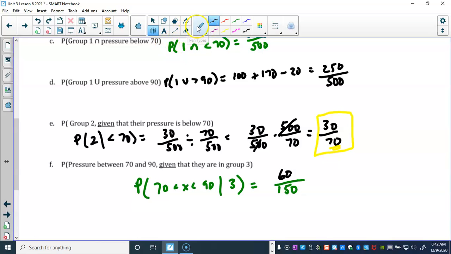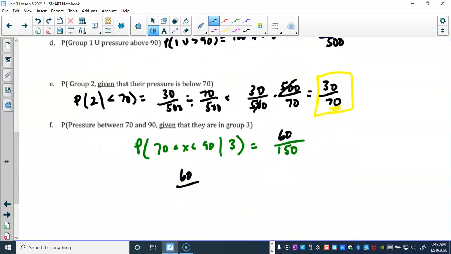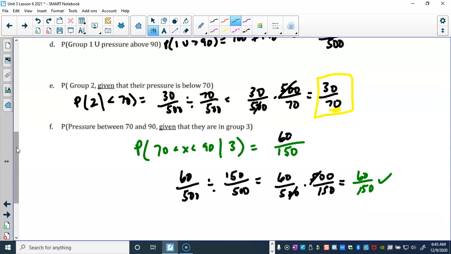So if we used the formula of the and divided by the given, the and for between 70 and group 3 is 60 over 500, divided by the given, which is being in group 3, which is 150 over 500. Well, again, when you're dividing fractions, you got to multiply by the reciprocal. So it's 60 over 500 times 500 over 150. They're going to cross. So my answer is still going to end up being 60 over 150. So either way, if you have a table, it makes it a little bit easier.